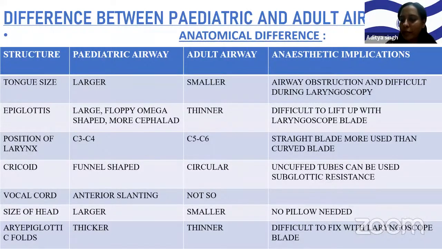So a cuffed tube can be used. It will provide a perfect seal. And subglottic resistance can be felt when you're intubating the patient. Vocal cord is anteriorly slanting and the aryepiglottic fold is thick. It is thinner in adult patients. So it is difficult to fix with the laryngoscope blade.